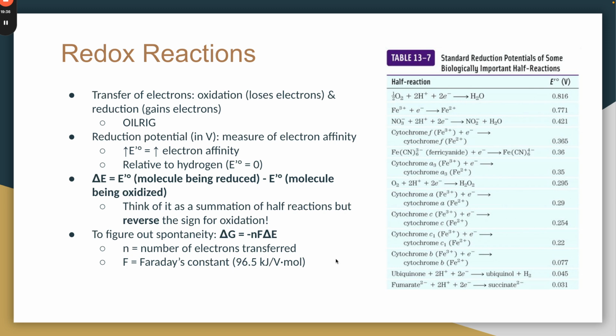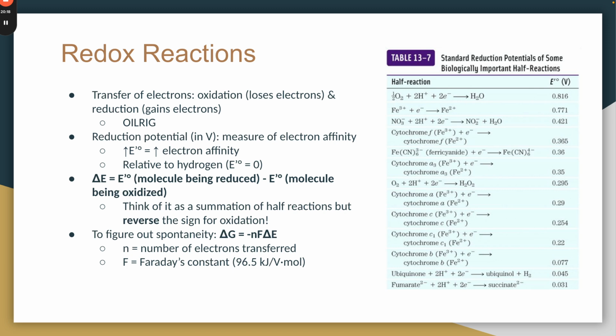Reduction potential, in volts, measures the electron affinity. Higher reduction potential means more electron affinity, and that's relative to hydrogen. Electron affinity basically indicates whether or not a molecule will be reduced or oxidized. The higher the electron affinity, the more likely it'll be reduced. So oxygen has very high electron affinity, it wants electrons, so it'll probably be reduced. While if we look at fumarate, not so much.